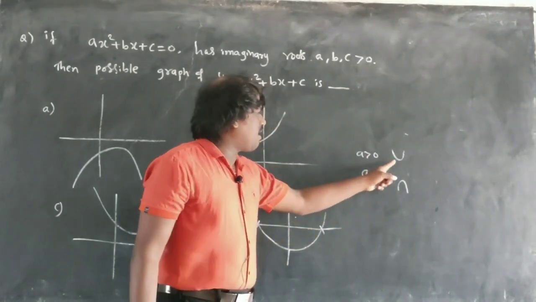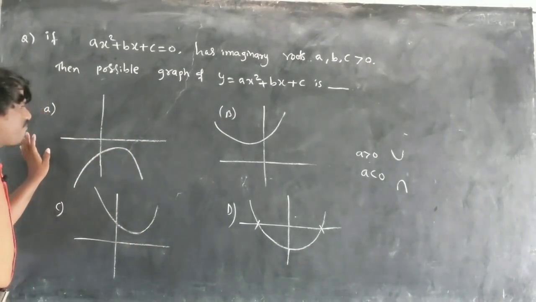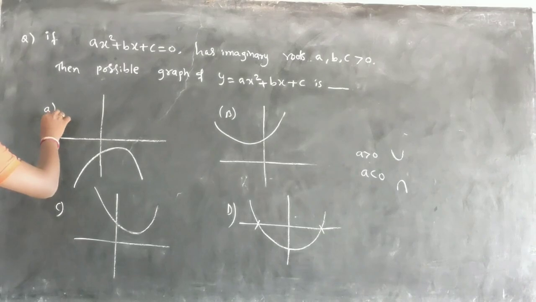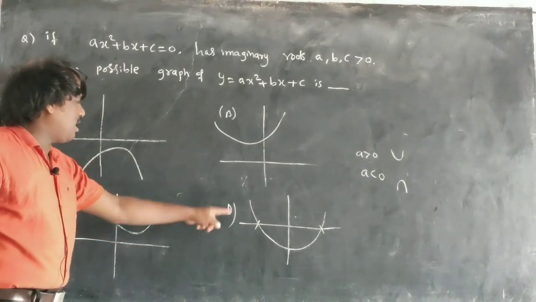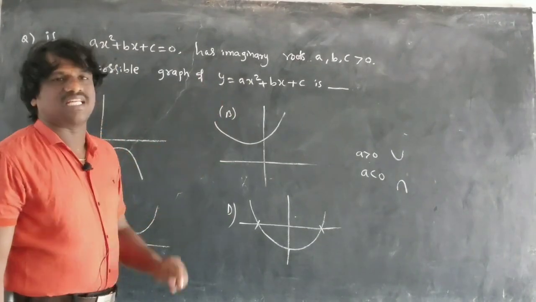So A greater than 0 means an upwards parabola. Look here, all are upwards. Here this is upwards but this is downwards, so this is cancelled out. Now we have three options to choose from. Another thing given is C greater than 0.